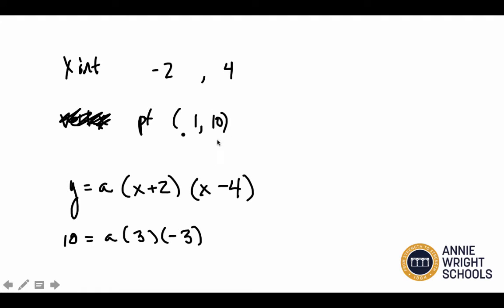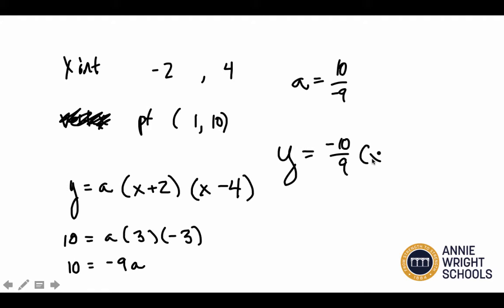Oh man, I messed up. That is the vertex, so still not that hard. So now I get 3 times -3 is -9. I get 10 equals -9a. And so I get a equals 10 over -9. So not the greatest a value, but what that means is I could just write the function -10 over 9 times x plus 2 times x minus 4. And that would be your function. Good? So a couple different ways of graphing quadratics.